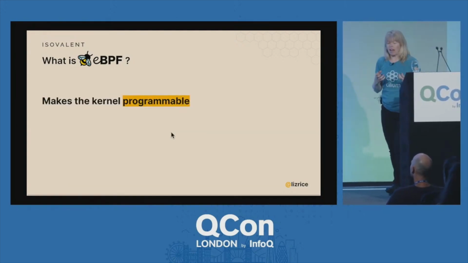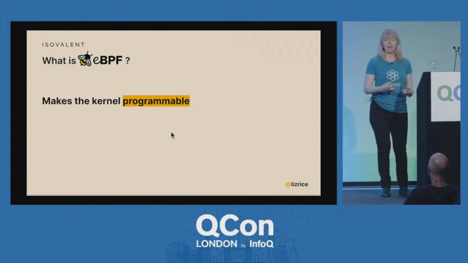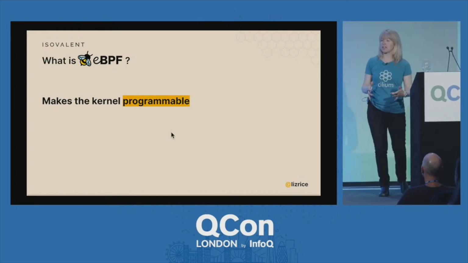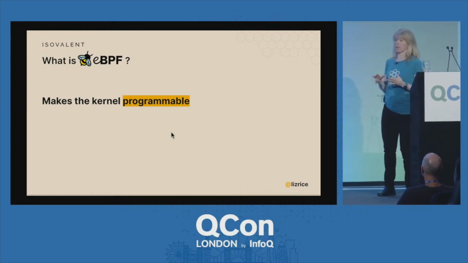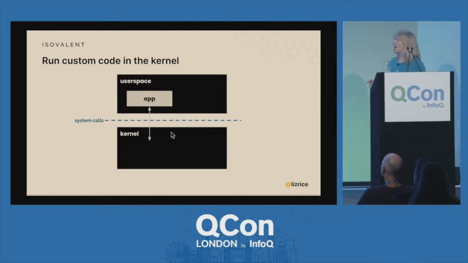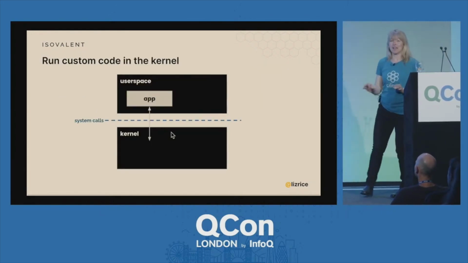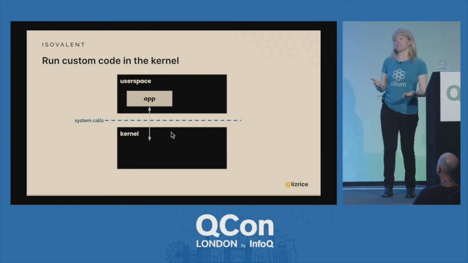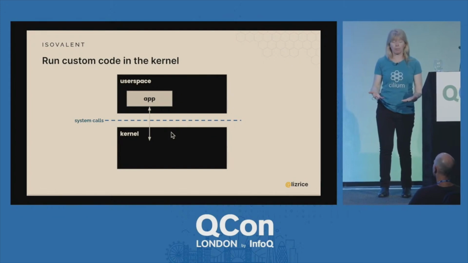So eBPF allows us to make the kernel programmable. We can dynamically load programs into the kernel and change the way that the kernel's behaving. I've said the word kernel quite a few times now, just to make sure we're all on the same page about what I mean. The kernel is the part of the operating system that interfaces with hardware.